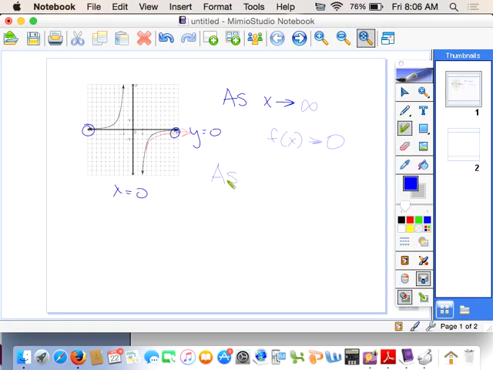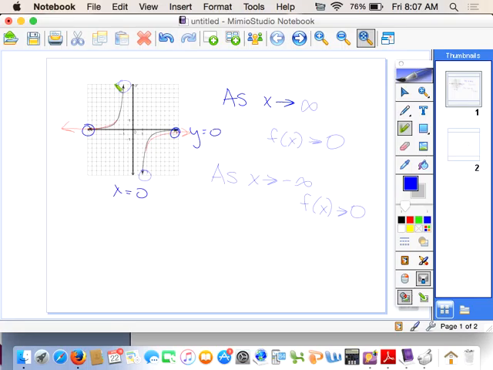Well, what's happening as x approaches negative infinity? Well, negative infinity is going this way of the graph. Okay? So when x approaches negative infinity, f of x is also approaching that horizontal asymptote of 0. So we've got as x approaches infinity, f of x approaches 0, and as x approaches negative infinity, f of x approaches 0. That takes care of 2 of our 4 arrows of this function. We still have this one here and this one here.